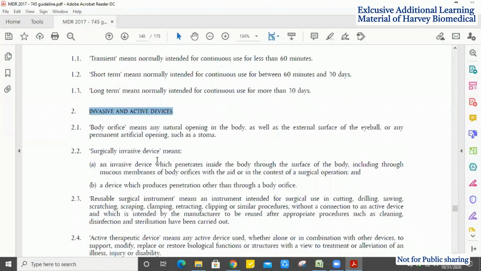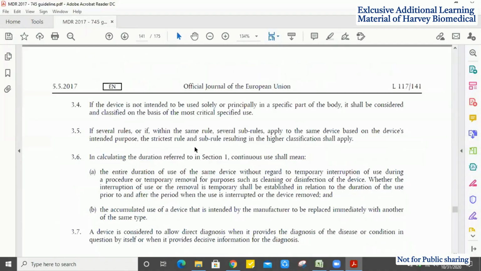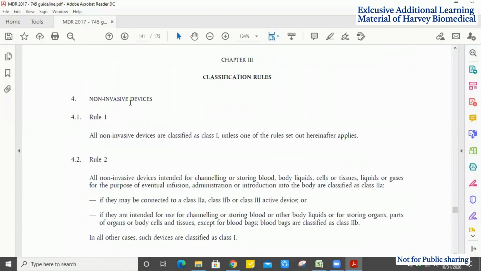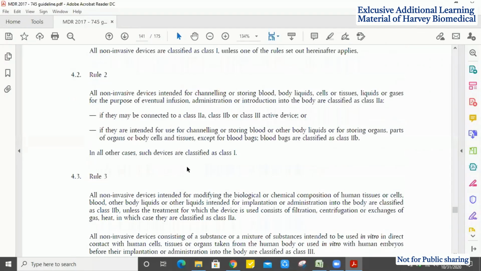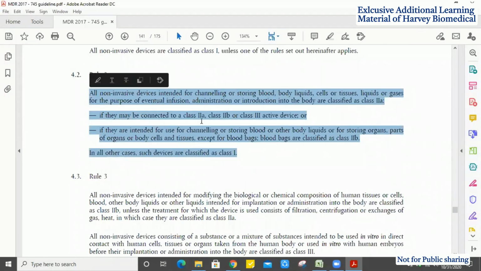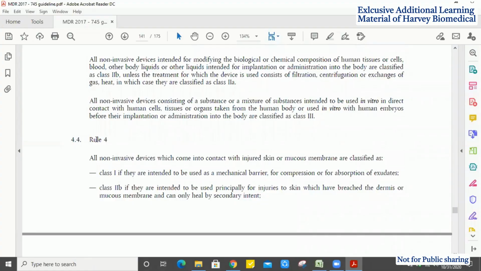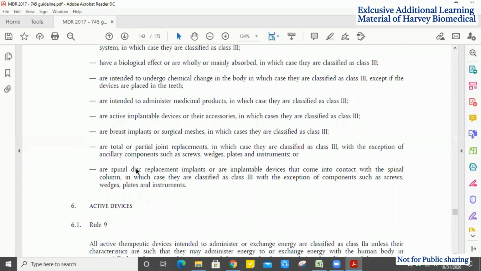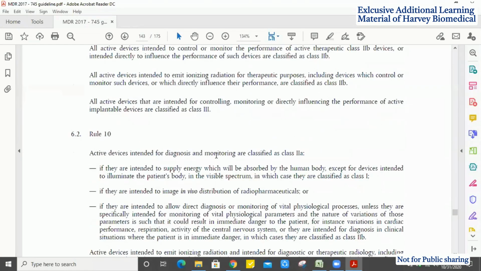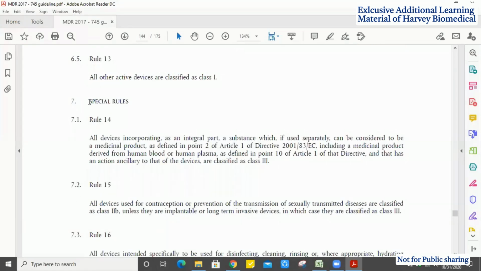Invasive means a body orifice, and this is how we implement the rules. Chapter 3 is the classification rules. You see non-invasive: under non-invasive, rule 1, rule 2, rule 3, rule 4. Whenever you are classifying your device, you have to justify as per the Medical Device Regulation. Otherwise, you can't. In the same way, invasive, and in the same way, active, and in the same way, special rules. Special rules are here.